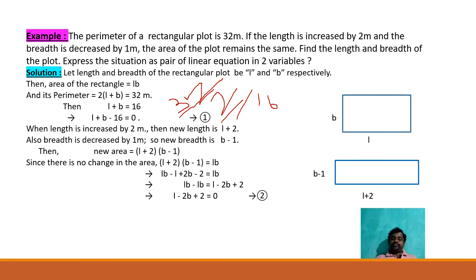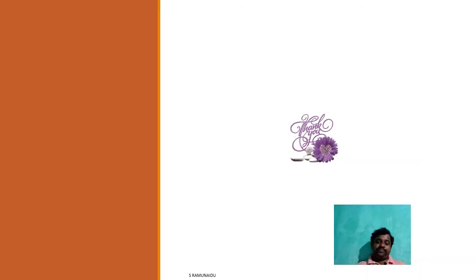For finding the measurements of both length and breadth, we can solve this in our next session. We can learn the solution of linear equations in two variables, and what methods we have to solve these: consistent, inconsistent, dependent, and the graphical method, which we will discuss in the next session.